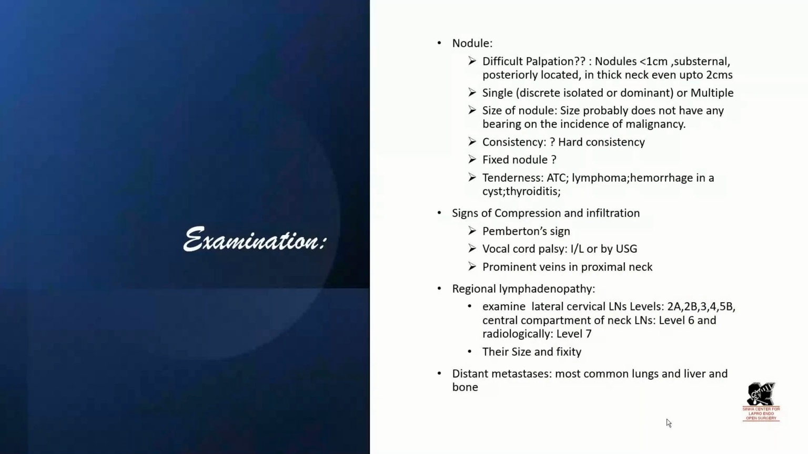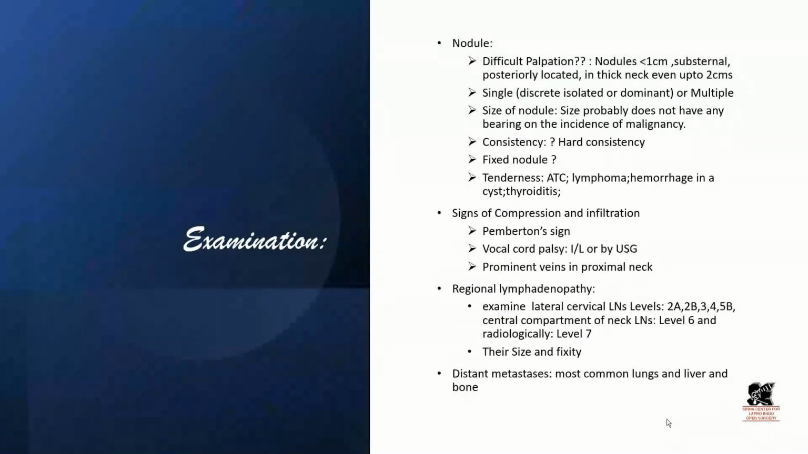Now comes the examination. So you've taken that history, now you're looking at that nodule, and what do you look for? Now, normally nodules are either obvious or they can be palpated. There could be a scenario where the nodule is not palpable. So difficult palpation could be found, number one, when the nodule is less than 1 centimeter in size, the nodule is present substernally, it is a posteriorly located nodule, or it is a nodule in the thick neck, even up to 2 centimeters. These nodules may not be palpable, right?